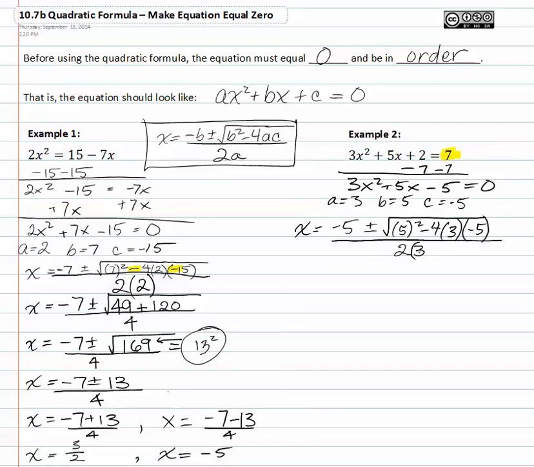2 times 3. Just as a side note, the quadratic formula can be sung to Pop Goes the Weasel, but I'm not going to do it for you in this video.